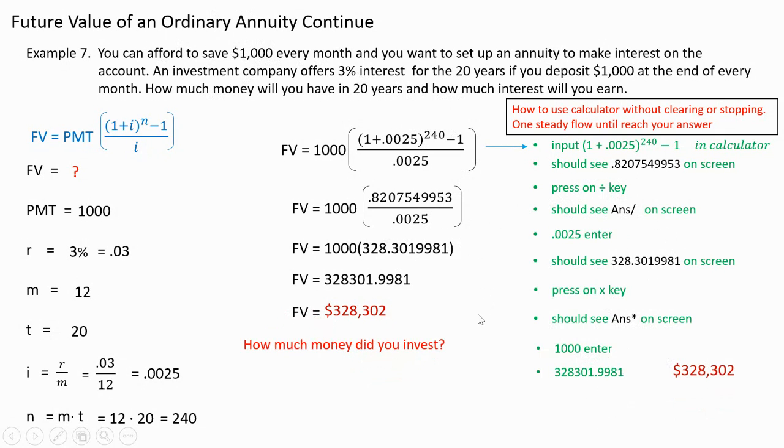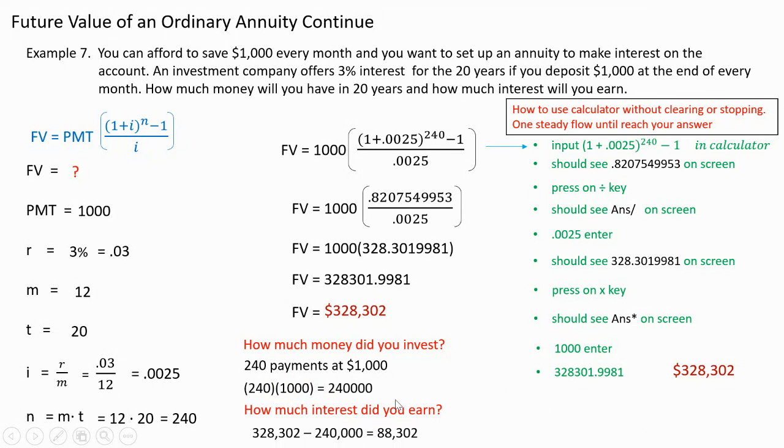So then how much interest did you earn? Okay. So there were 240 payments, right? Because you made 240 payments times 1,000. So that's going to give you 240,000, right? So we subtracted 240,000 from the total, from the future value, which was 328,302. So you made $88,302. That's what you got in interest. So you earned that extra money because they were paying you interest.